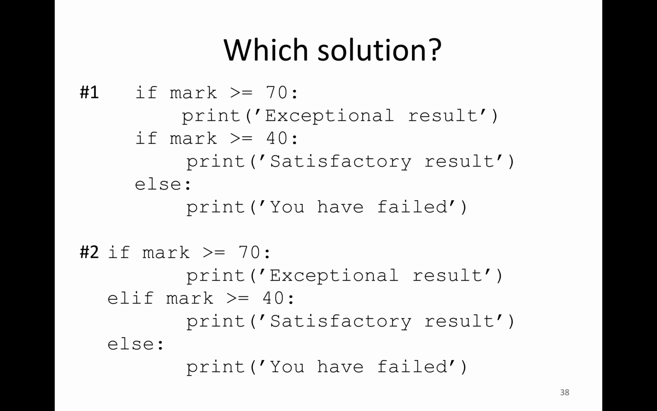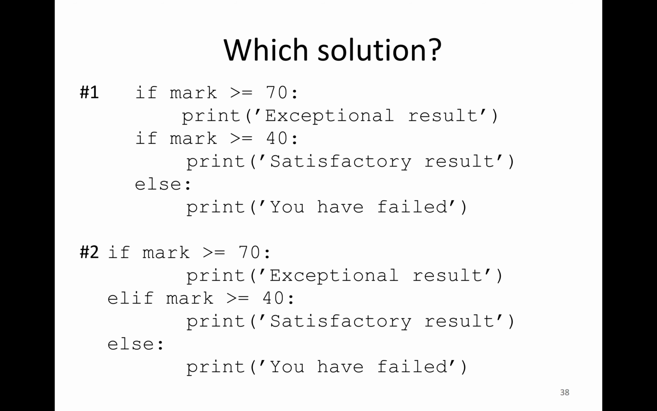Let's say there's a student with a mark greater than 70, that means 80. If mark is greater than or equal to 70, yes, the condition is true, and the exceptional result is printed. And next, the mark is 80, the mark that we have assigned, so 80 is greater than or equal to 40 also. So the satisfactory result message is also printed. For that mark 80, the exceptional result message and the satisfactory result message are both printed, which is not necessary, which is not our logic.